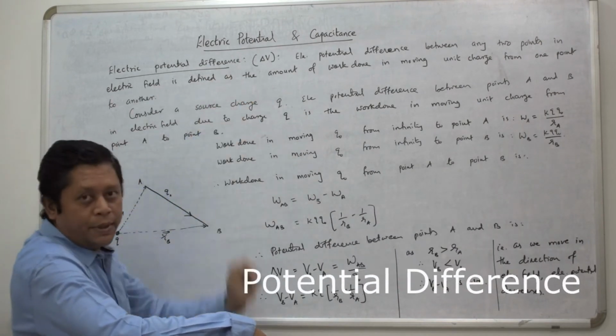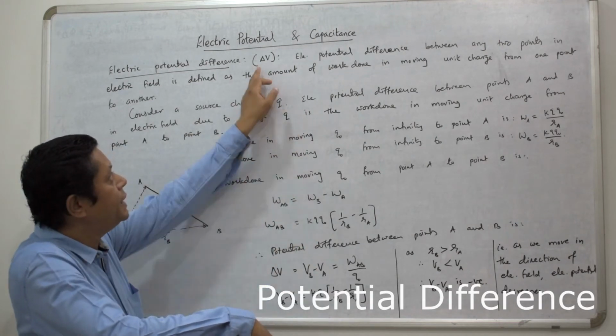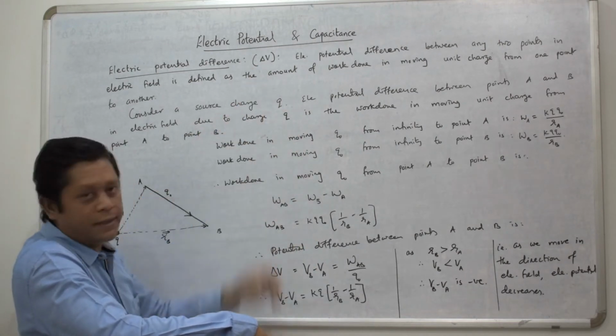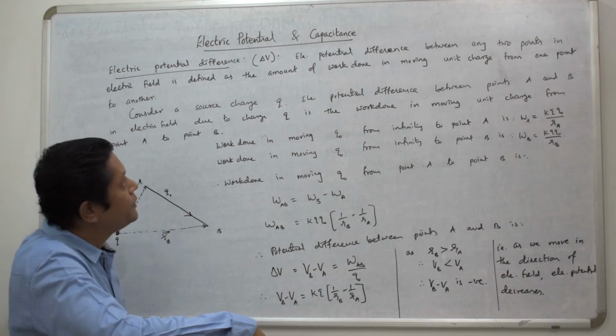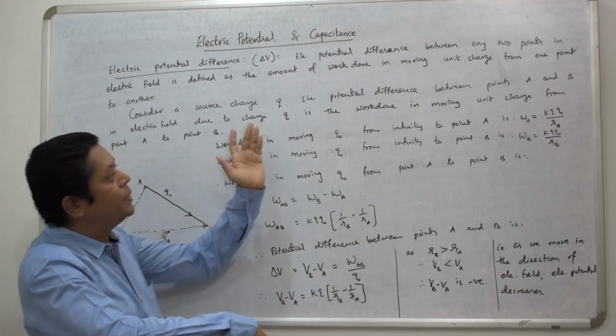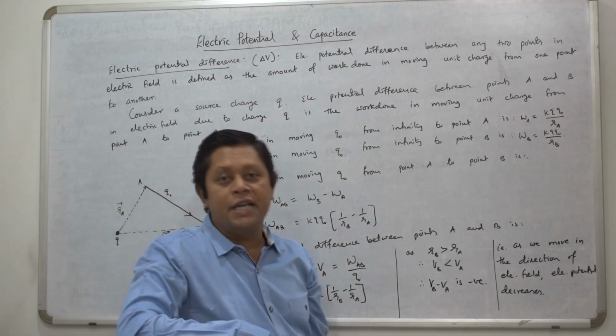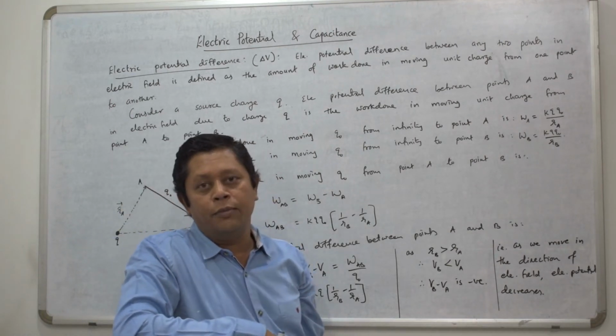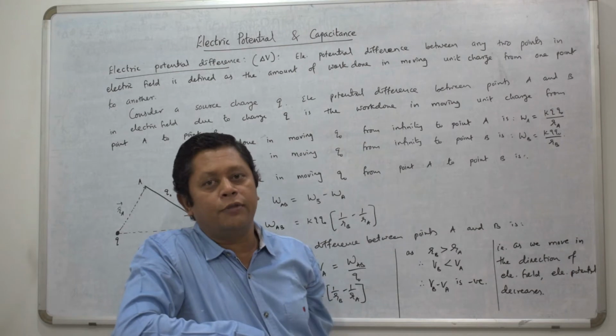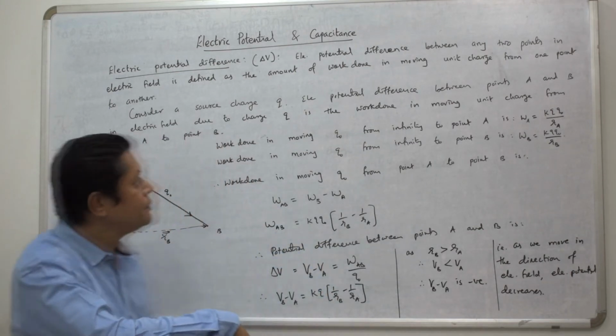Electric potential difference is represented by the symbol delta V. Again, it is a scalar quantity, and its unit is volt. Electric potential difference between any 2 points in an electric field due to any charge is defined as the amount of work done in moving unit charge from one point to another.